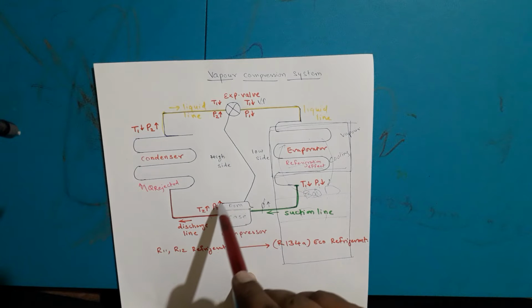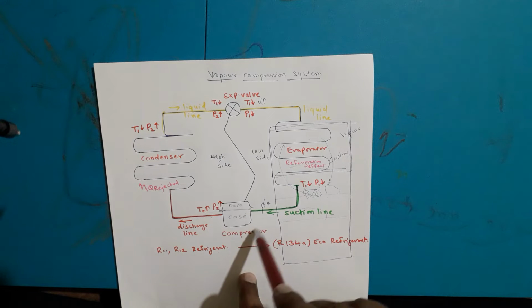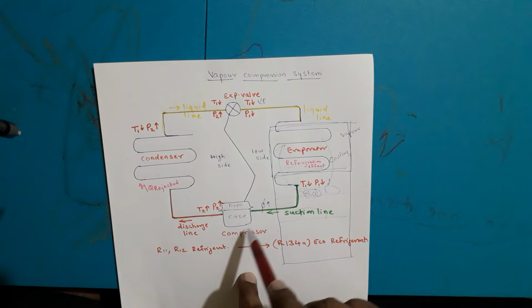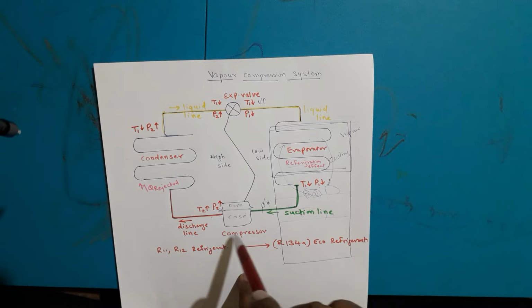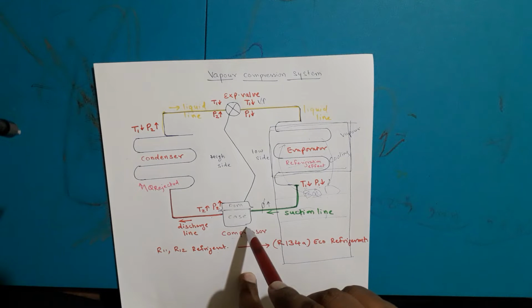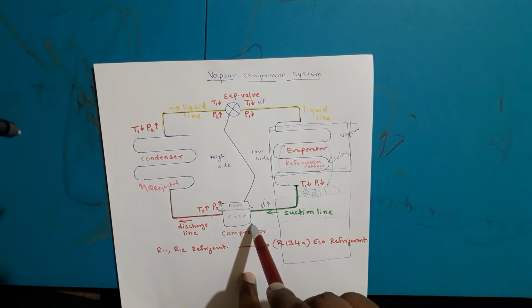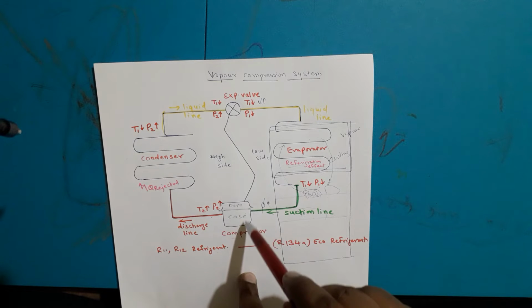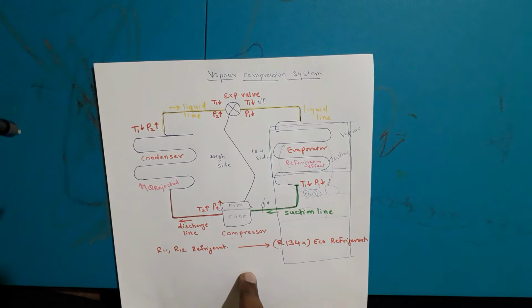Whenever you go to the market and buy a refrigerator of 200 liters, 300 liters, 400 liters, you can see that there is a black colored box behind the refrigerator, which is known as the compressor. This compressor is known as a hermetic sealed compressor, which consists of a dome and case, a sealed unit.